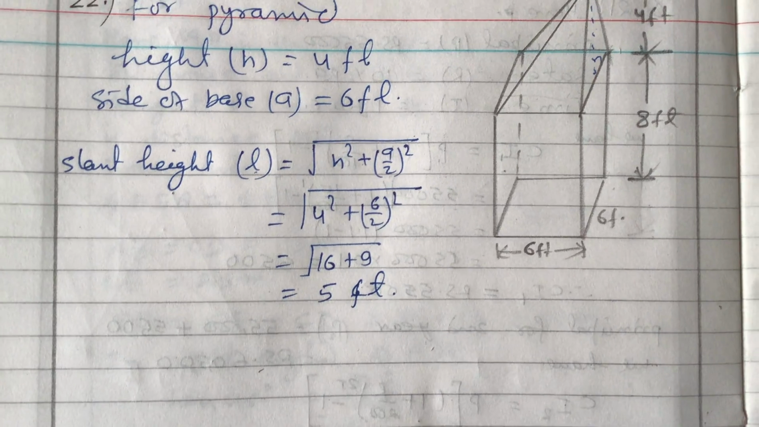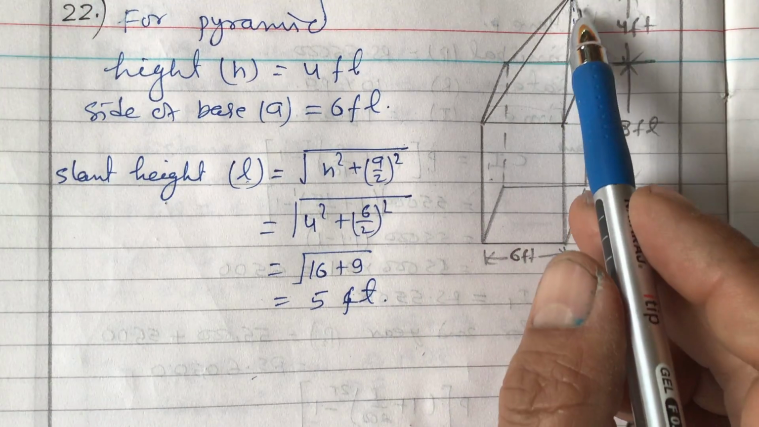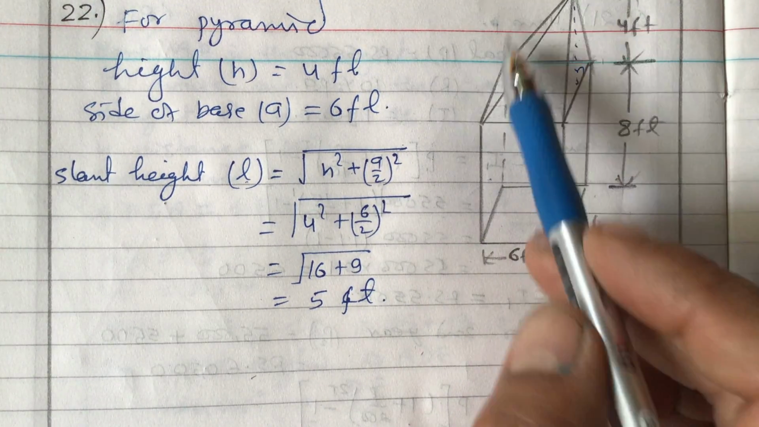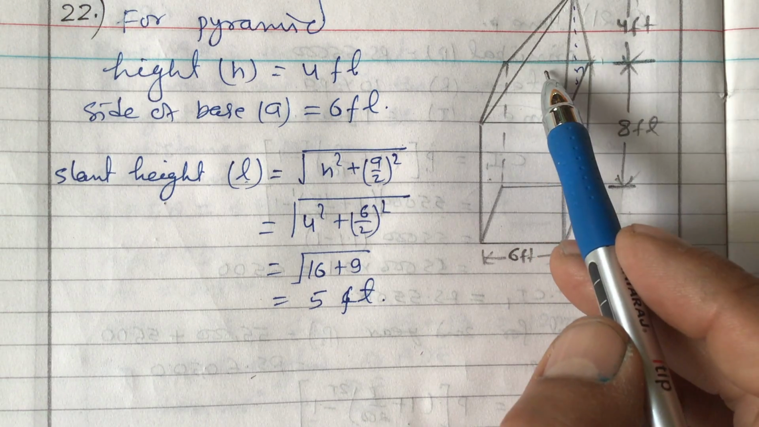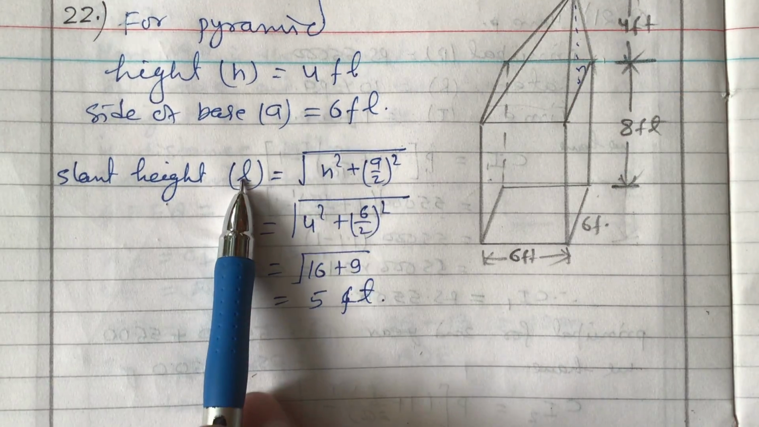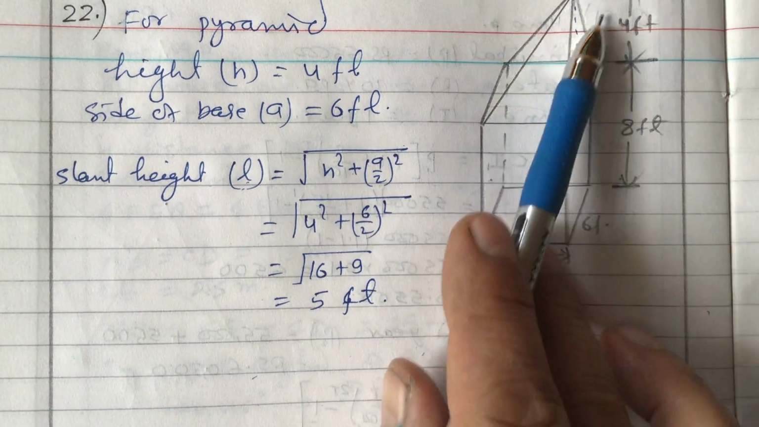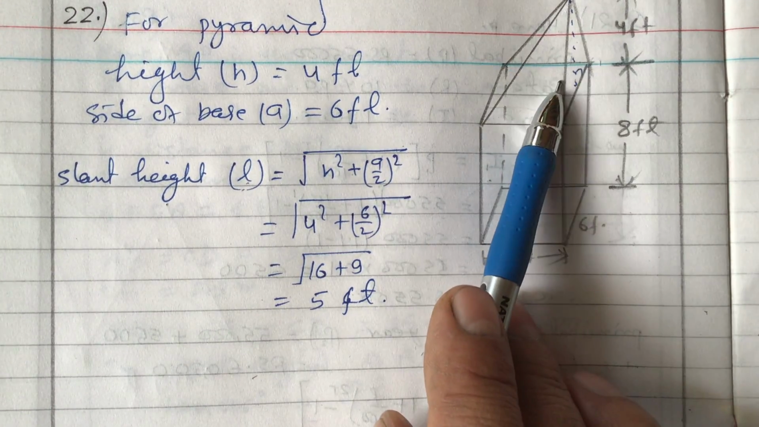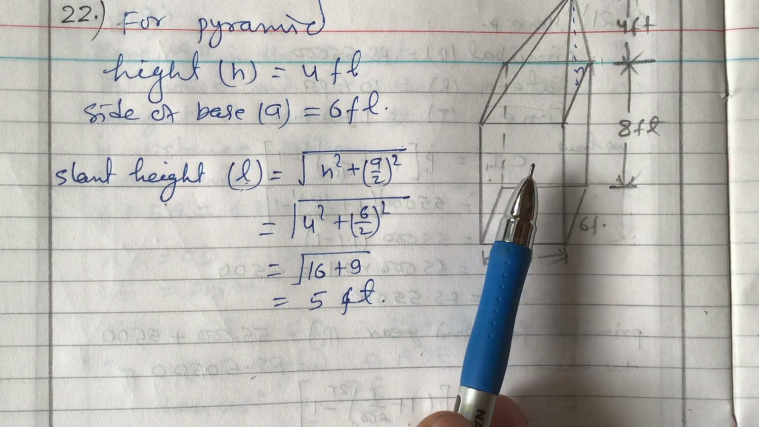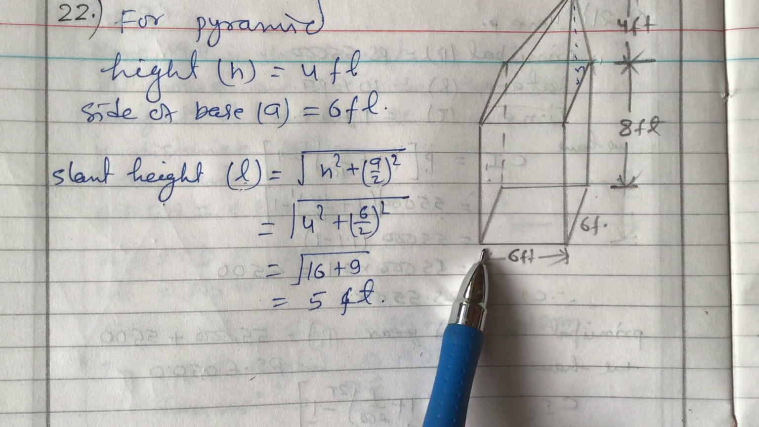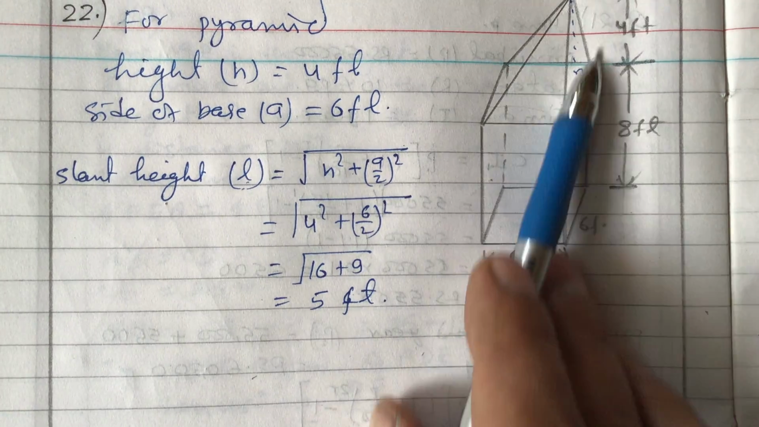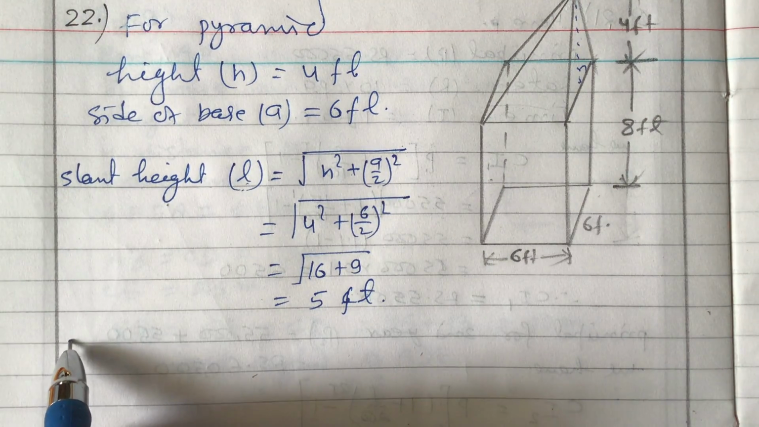After getting the slant height of the pyramid, now to find the LSA, the lateral surface area of this pyramid, we need L and a. We got a also, and L also. Means now we can find the lateral surface area of this pyramid. Similarly, to find the LSA of this prism, we need the perimeter of the base and then the height. So, the perimeter of the base now.